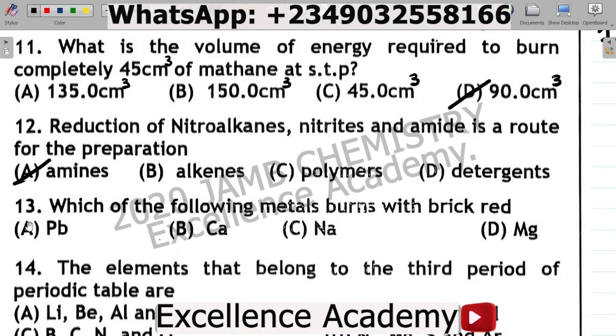Next up, question number 13. Which of the following metals burn with brick red? A, lead, B, calcium, C, sodium, D, magnesium. For question number 13, the correct answer is B, calcium. Note that calcium is the only metal that burns with brick red flame. So whenever you see a metal burning with brick red flame, that metal is surely calcium.